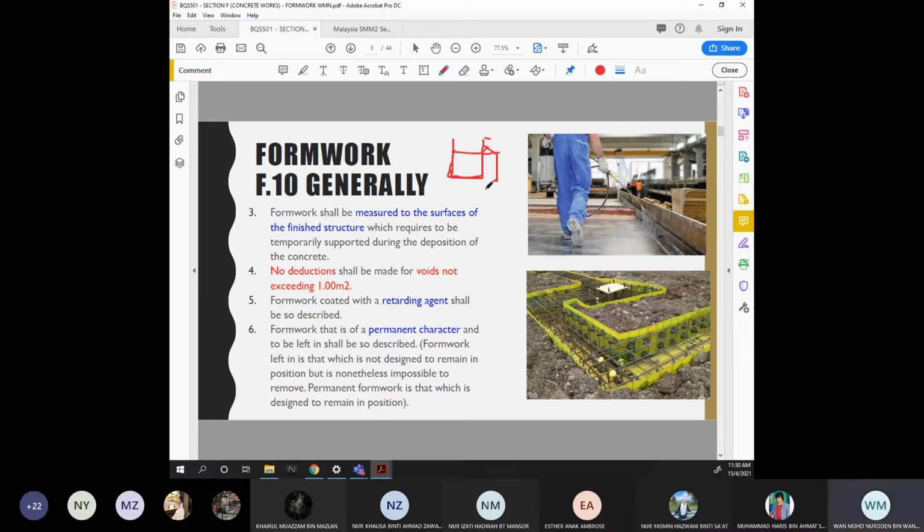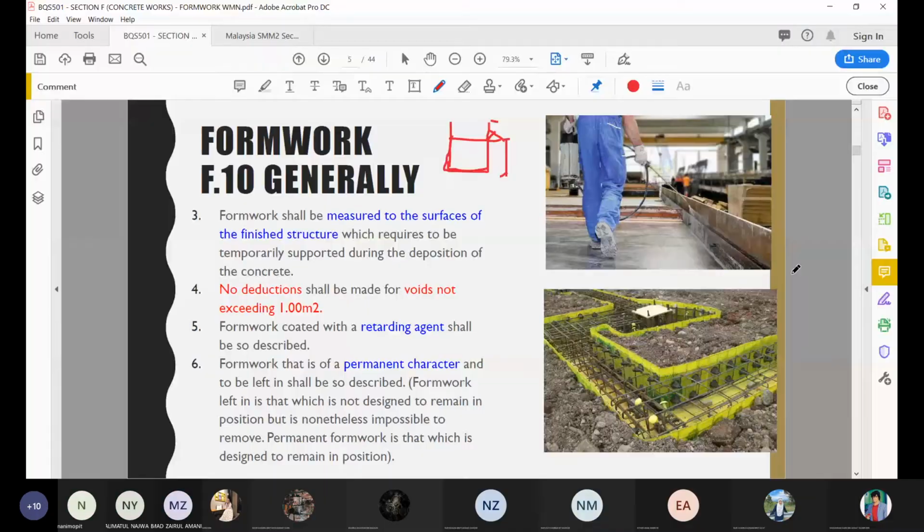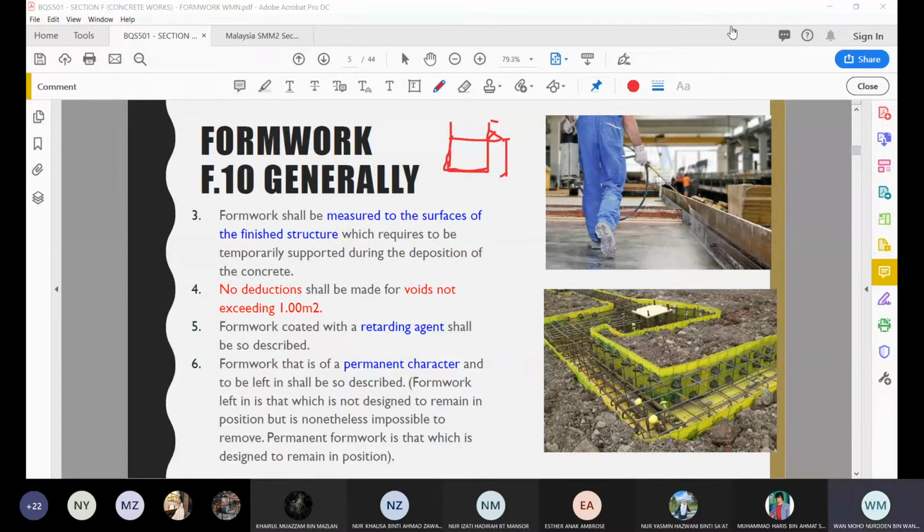Okay, this size. Oh, sekejap, monitor saya problem. Sekejap. Okay, so okay.